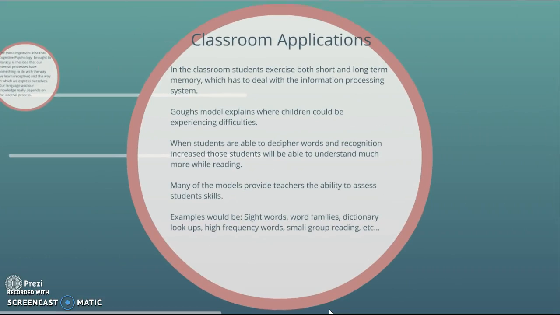A couple of classroom applications. I think in the classroom, students exercise both short and long-term memory, which has to do with the information processing system. Gough's model explains where children could be experiencing difficulties, and when students are able to decipher words and recognition increases, those students will be able to understand much more while reading.